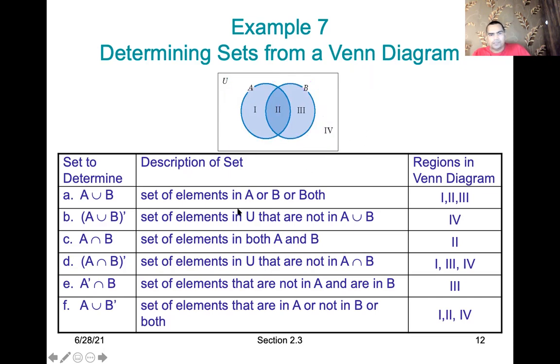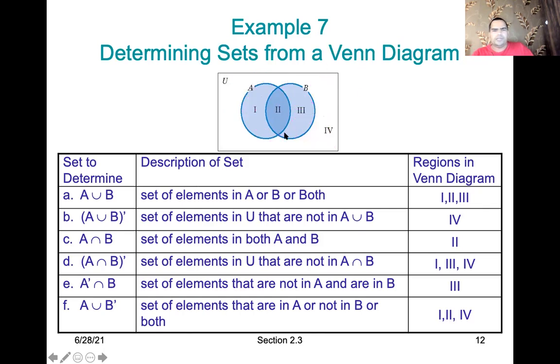Then we got A intersection B, that is only this part, which is obvious. Then we got A intersection B complement. So A intersection B we already have. So everything outside this will be called the A intersection B complement. So that will be this part here. And in case you have to do shading, that's the part that we're looking for. Then we got A complement intersection B.